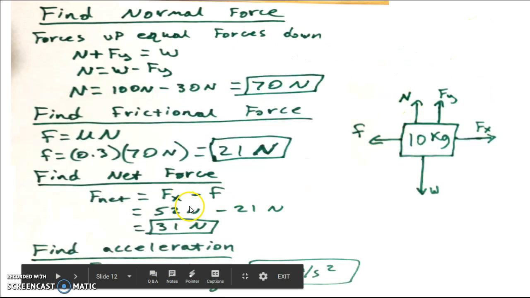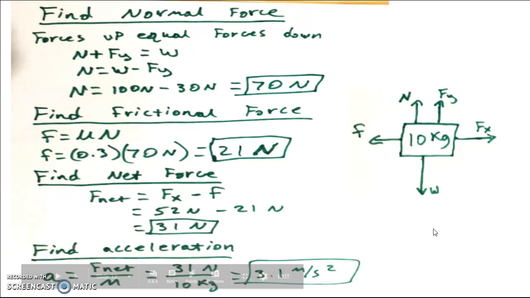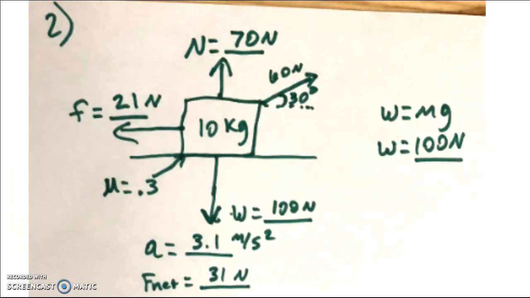So the net force is just the imbalance of these. 52 minus 21 gives you 31 newtons. And then of course the acceleration is just the net force over the mass. The mass was 10 kilograms, so it's 31 divided by 10, which is 3.1 meters per second squared. And again, you can pause the video at any time.